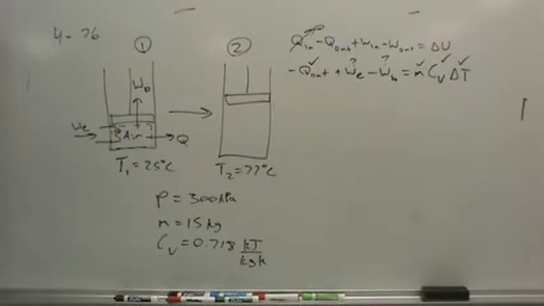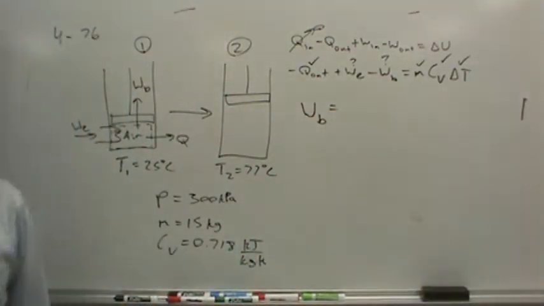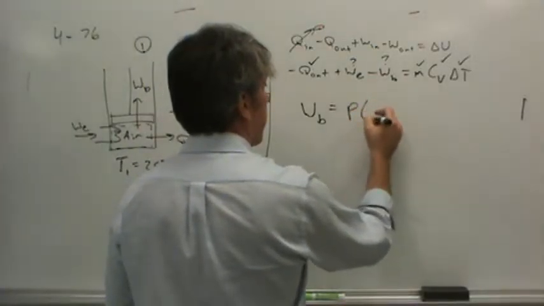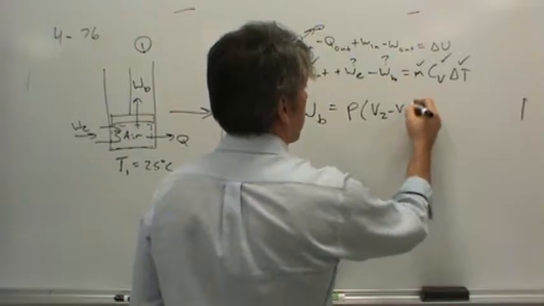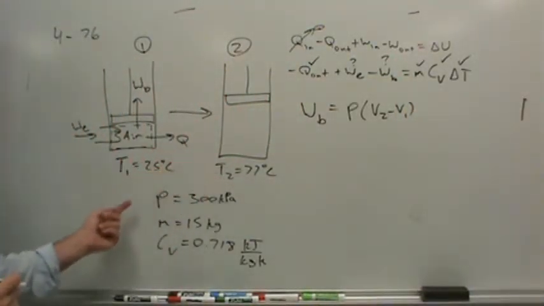Page 195, which one of the boundary work equations could I use here? I don't want to use the integral one. Isobaric, that's right, because it's a constant pressure. So it goes like this, P delta V, V2 less V1. What P? Well, just the pressure. It doesn't matter if you talk about state 1 or state 2, the pressure is the same. So we need the volume.